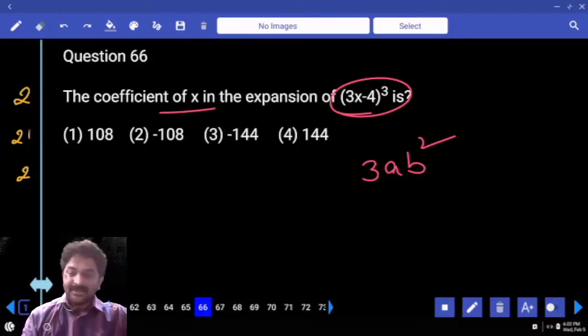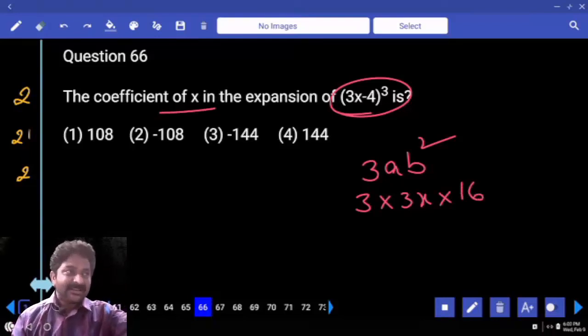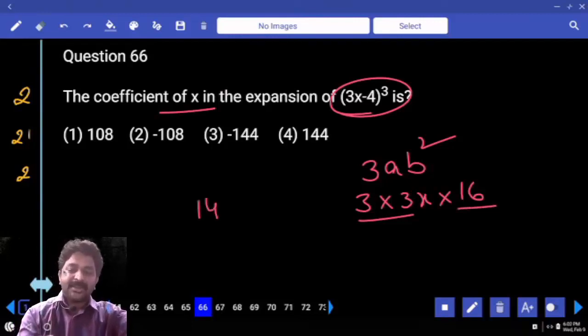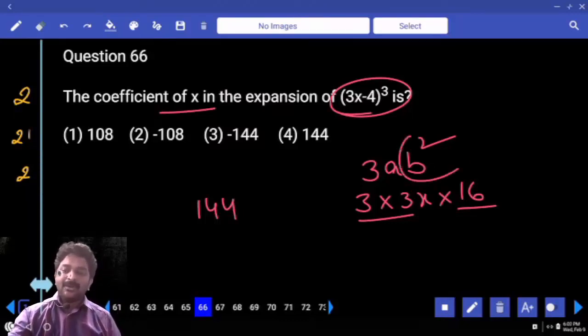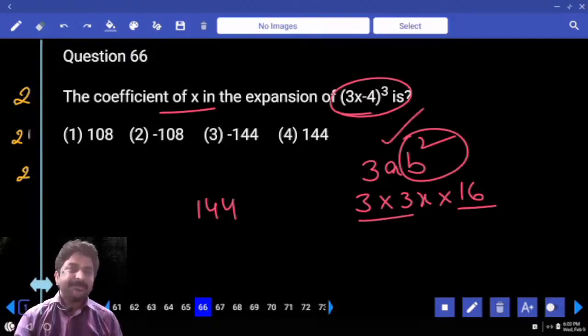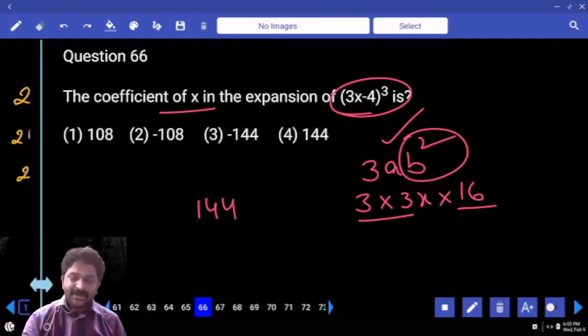Correct? So that I'll write it as 3 into a value, 3x into b square, minus 4 whole square, 16. Correct? 3 into 3, 9 into 16, 144. Plus 144 or minus 144? Plus 144 only. B value is negative, b square becomes positive, a value is positive, all positive numbers only. Understood? Fourth option answer.